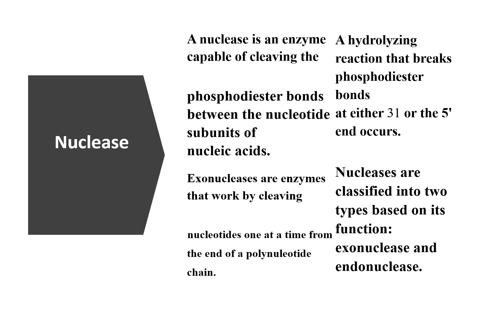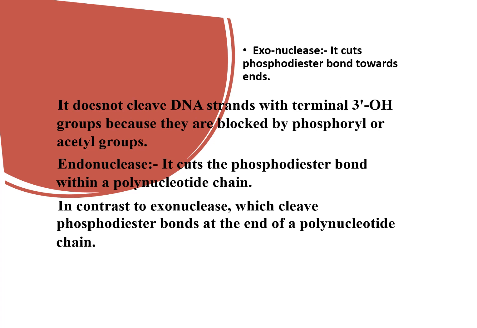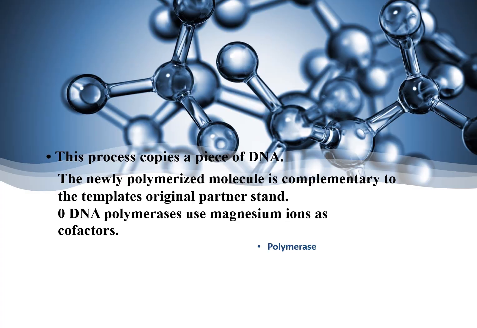functions: exonucleases and endonucleases. Exonuclease cuts phosphodiester bonds towards the ends, and it doesn't cleave DNA strands with terminal 3 prime OH groups because they are blocked with acetyl groups. And endonuclease cuts the phosphodiester bond within a polynucleotide chain. Exonucleases cleave phosphodiester bonds at the end of the polynucleotide chain. This is about endonucleases.